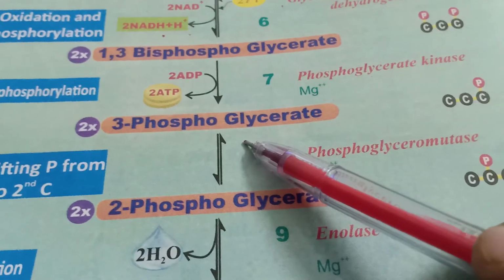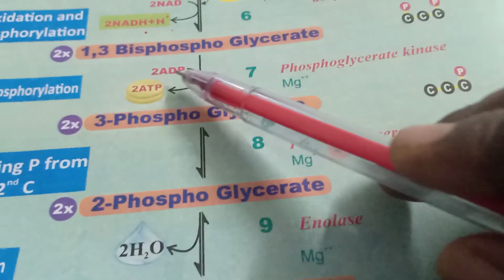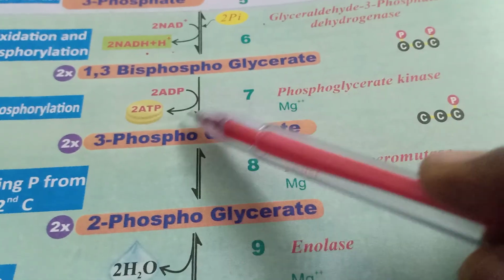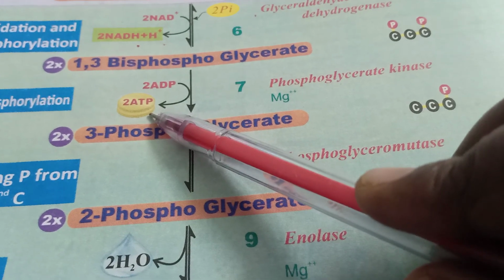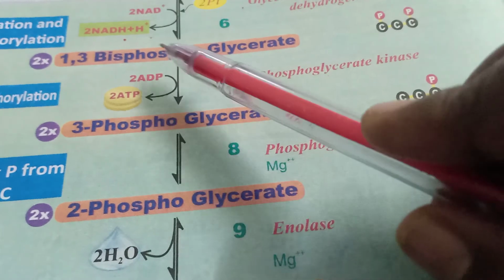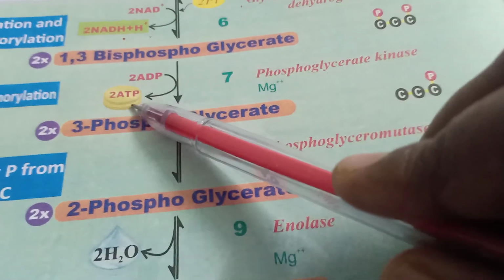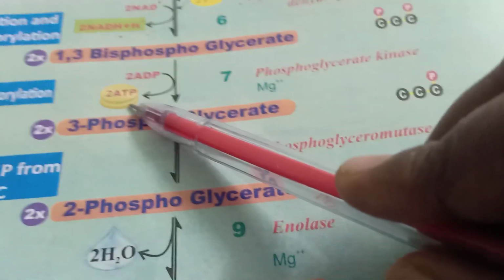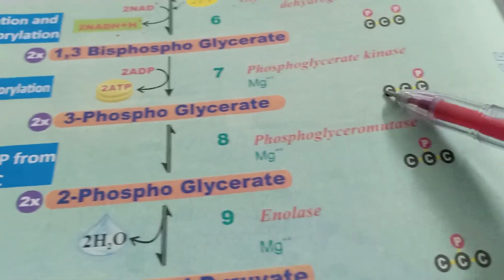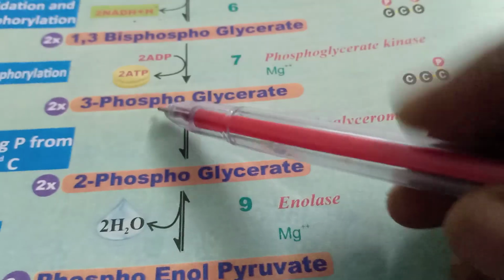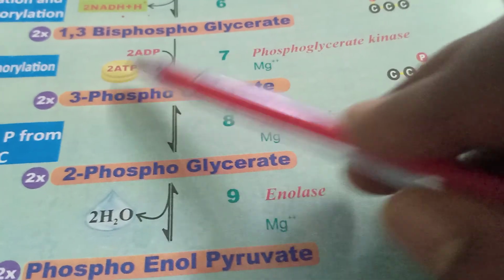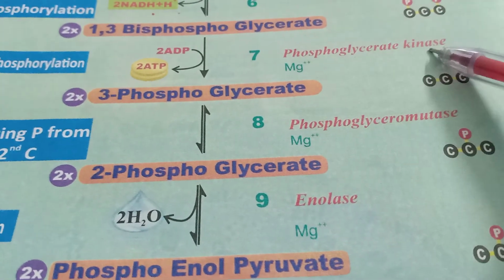The next step, the 7th step: you can see 1,3 bisphosphoglycerate. Two phosphates were there; in that, one phosphate is removed. Okay, ADP is there, and to the ADP, one phosphate from this is added. So here diphosphate is converted to triphosphate. You can see one phosphate from the first position is removed. That phosphate is added to ADP and converted to ATP in the presence of phosphoglycerate kinase.